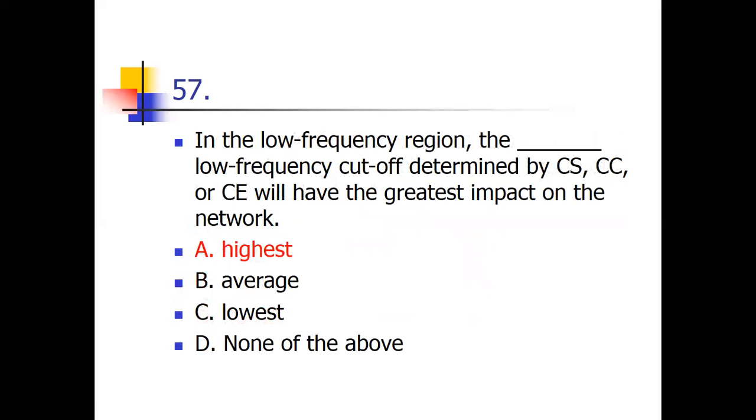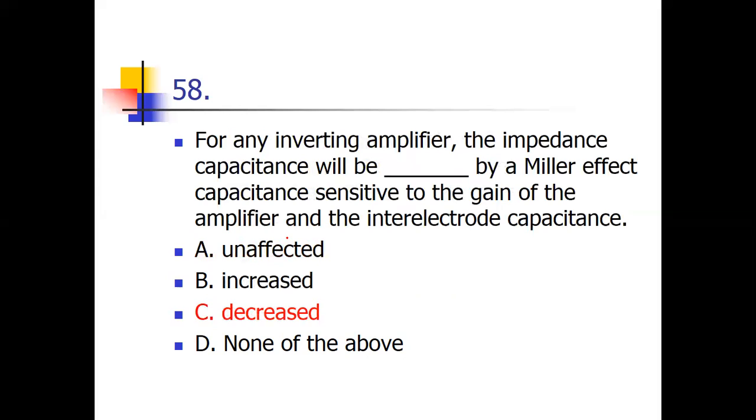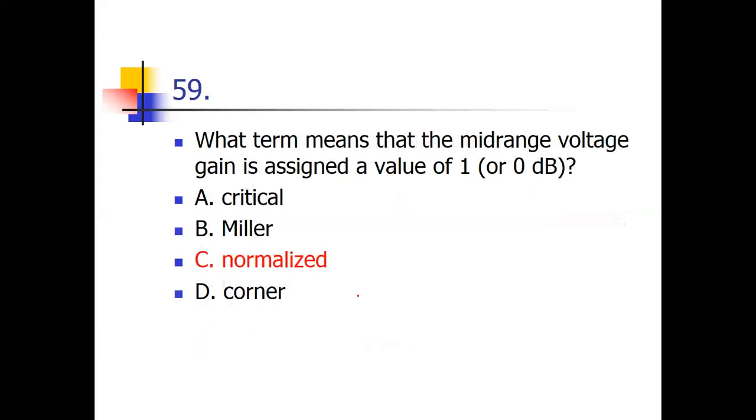In the low frequency region, the low frequency cutoff is determined by CS, which will have the greatest impact on the network. So remember, for low frequency we take the highest value, and for high frequency we take the lowest value. Don't forget this. For any inverting amplifier, the capacitance seen by the Miller effect is sensitive to the gain of the amplifier. Remember, due to the Miller effect, the input impedance decreases.